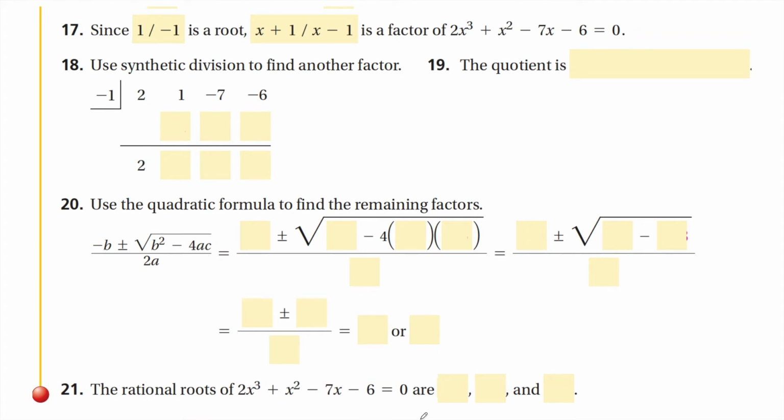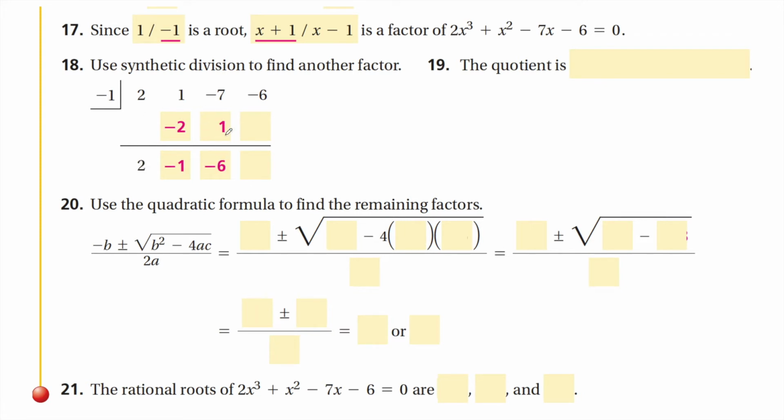So let's continue on through that portion. Since negative 1 is in fact a root, we now can figure out the factor. The opposite of the root is going to be the factor. So if it's a negative 1, therefore x plus 1 is going to be a factor of this equation. We already did the synthetic division, but let's break it down once more.